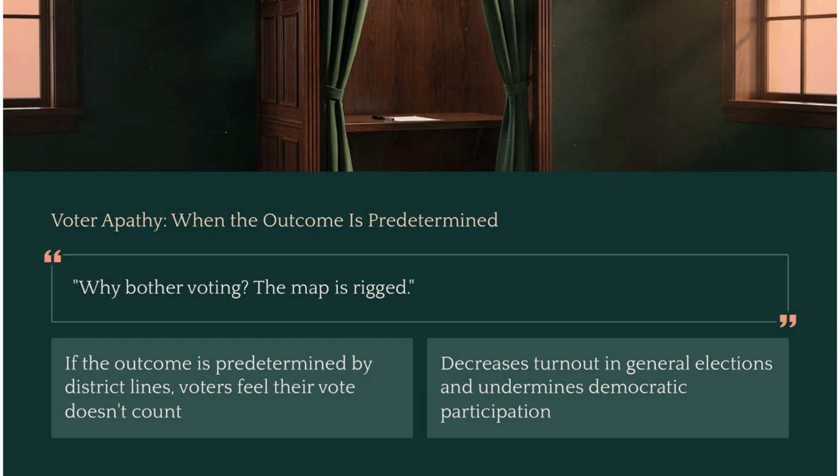It leads to voter apathy. When a voter looks at a map and sees that their district has been carved up to ensure a specific outcome, they ask a reasonable question. Why bother voting? The map is rigged.